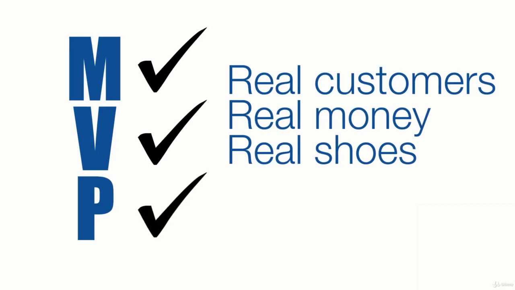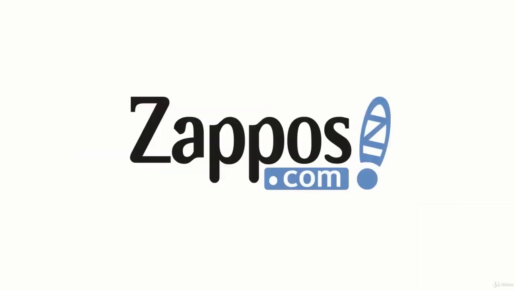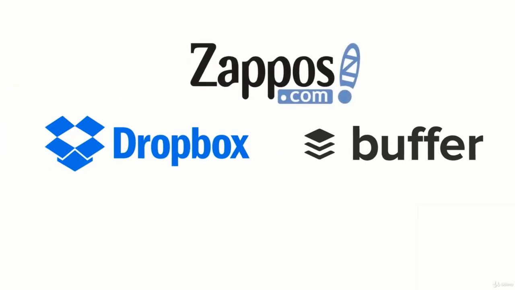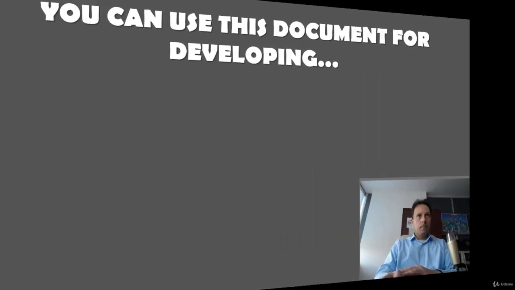Premeditated? Yes, of course. Zappos went on to do quite well. They were acquired by Amazon in 2009 for a cool $1.2 billion. Buffer, Dropbox, and Zappos, three of my favorite MVPs.